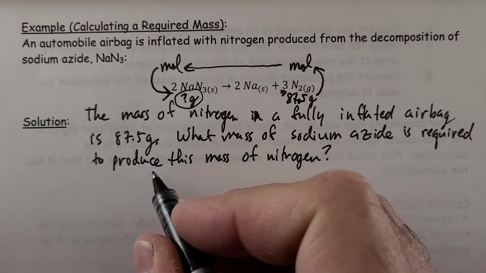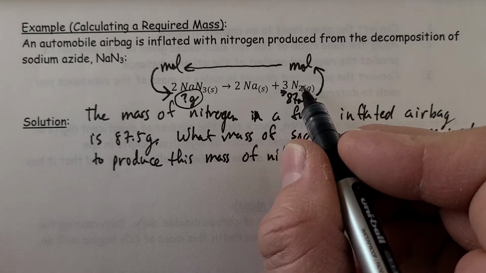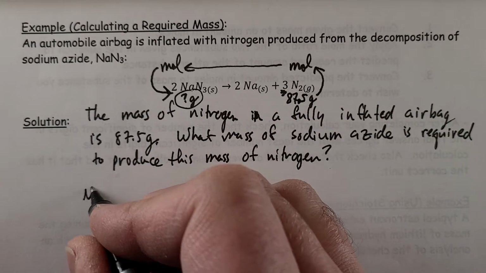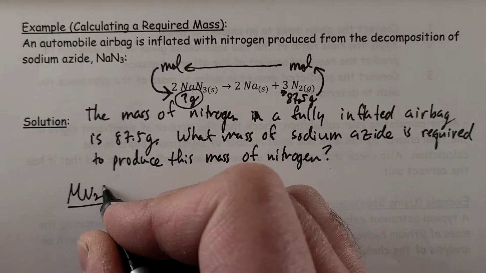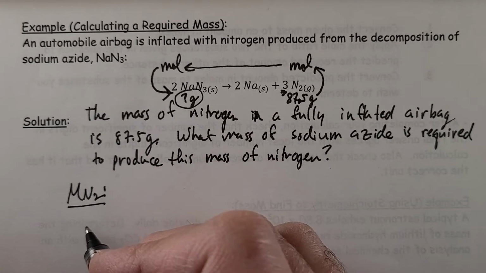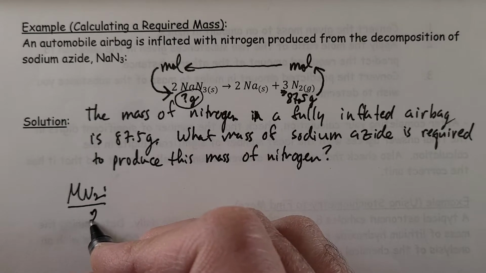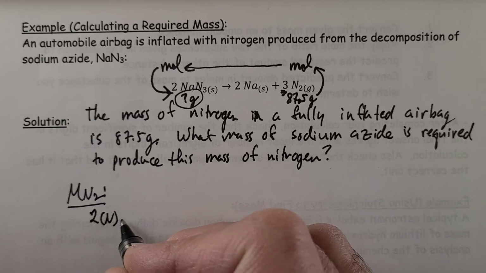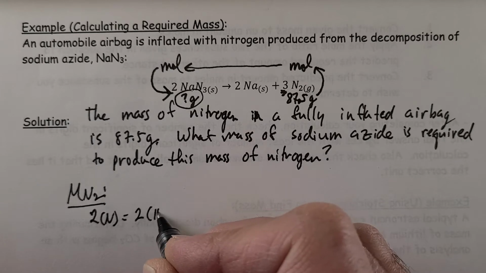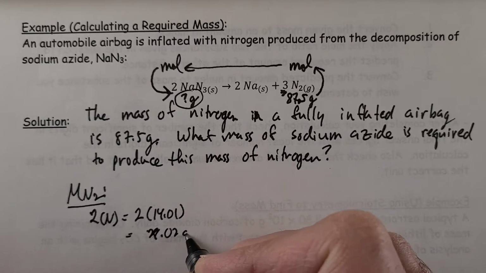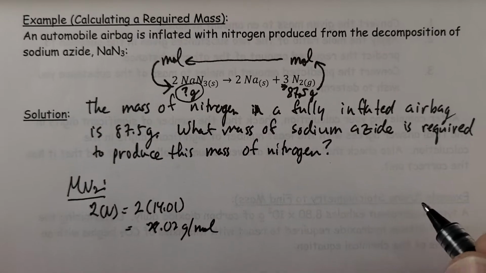So hopefully you had a chance to do this. Of course, the first thing we have to do is figure out the molar mass of nitrogen gas and the molar mass of sodium azide. So for the molar mass of nitrogen, for every 1 mole of nitrogen gas, we have 2 moles of nitrogen. So 2 times 14.01 equals 28.02 grams per mole.